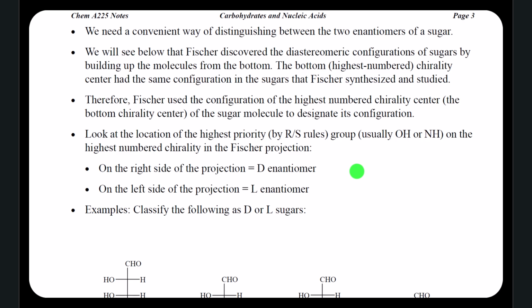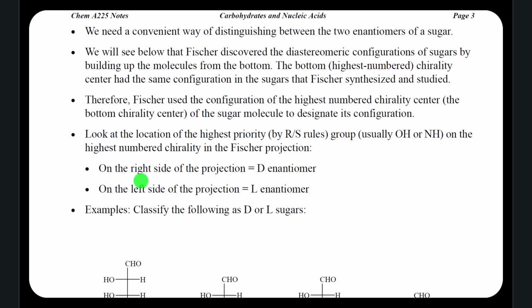We then identify the highest priority group that is attached to that chirality center. Typically, this is going to be either a hydroxyl group, OH, or some type of amino group, NH2, or possibly NH with carbon groups attached. After determining the highest priority group, we then look at the Fischer projection and observe on which side of the Fischer projection this group is located.